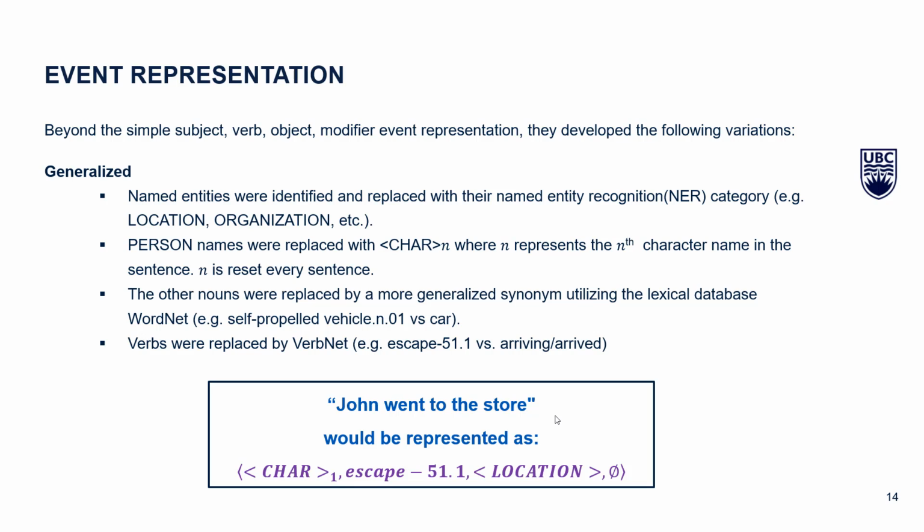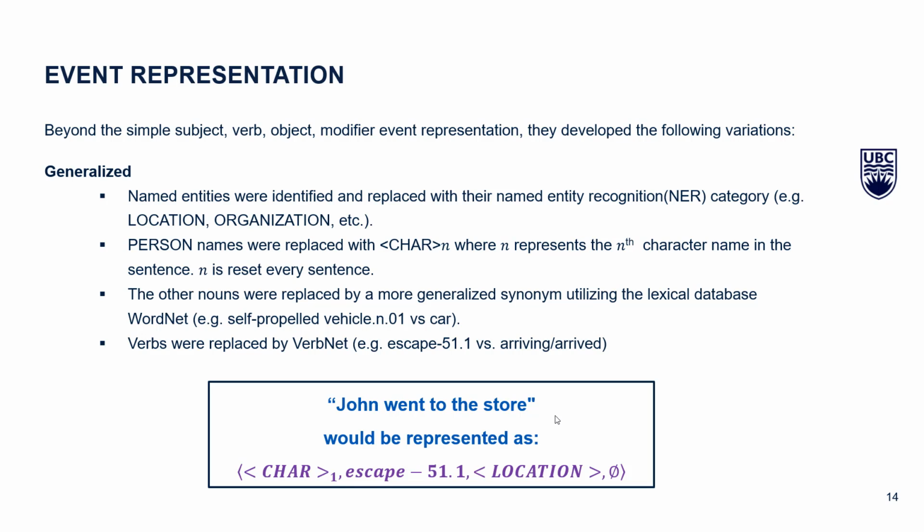Now, person names, if identified as a person, would be replaced with the characters CHAR, with a number at the end, N, where N represents the nth character name in the sentence. The N is reset every sentence. The other nouns were replaced by a more generalized synonym using the lexical database WordNet. So if there was, say, a car, it would be replaced with self-propelled vehicle, N01. In that case, N stands for the fact that it's a noun, and then the 01 stands for the first description of a self-propelled vehicle there.